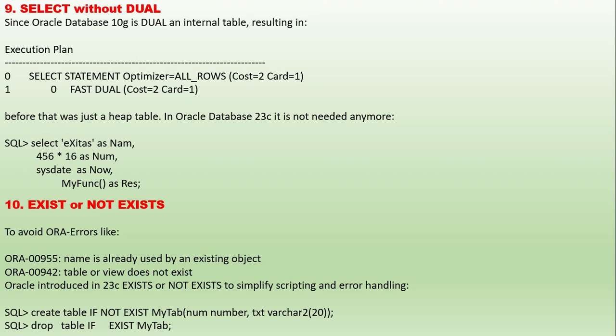Number 9, select without dual. Since Oracle Database 10g, DUAL is an internal table, resulting in an execution plan for the select statement with optimizer row source FAST DUAL, cost 1, cardinality 1. Before that, it was just a heap table. In Oracle 23c, it is not needed anymore.